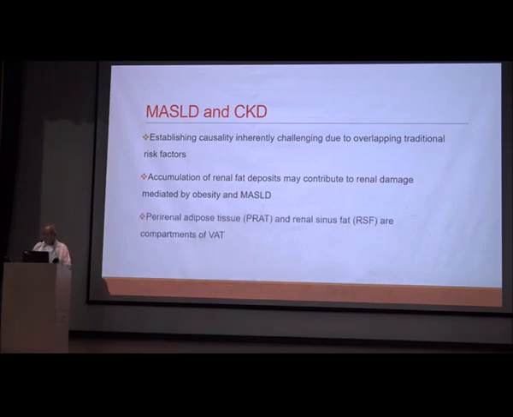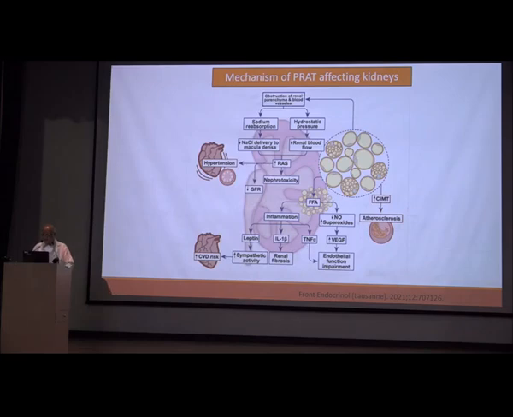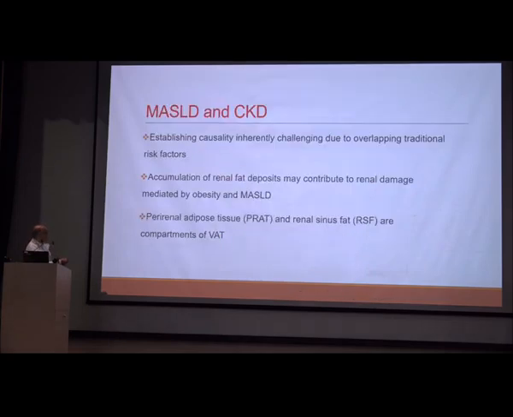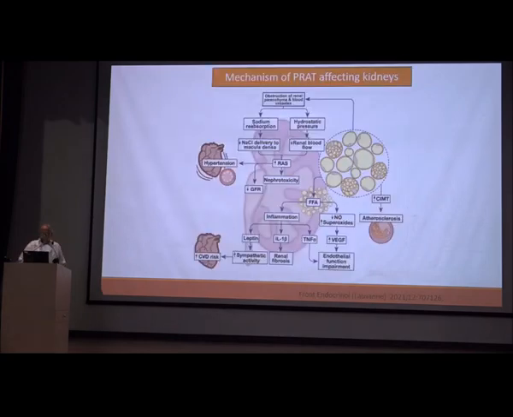And this perirenal adipose tissue and renal sinus fat are compartments of visceral adipose tissue. So what do they do? They primarily do two things. One is compression. Once you have that deposition, it will compress at the hilum, compress your vessels and prevent proper flow, causing congestion and thereby kidney damage. So you will have decreased renal blood flow, increased activation of the RAAS system, and hypertension.